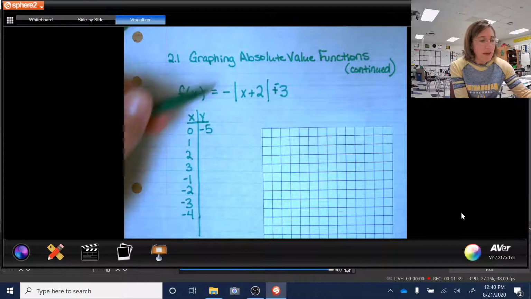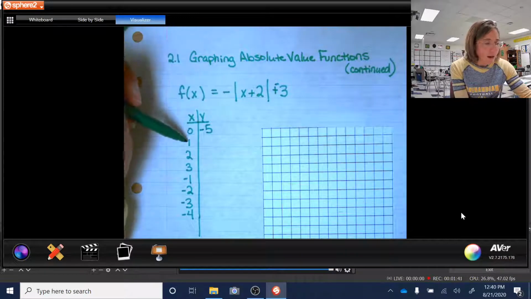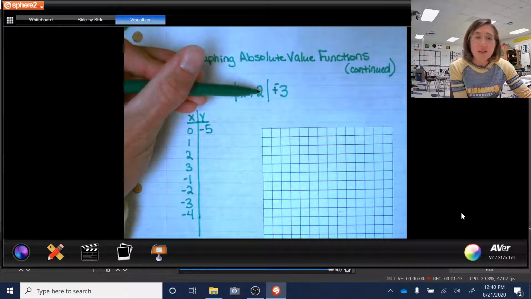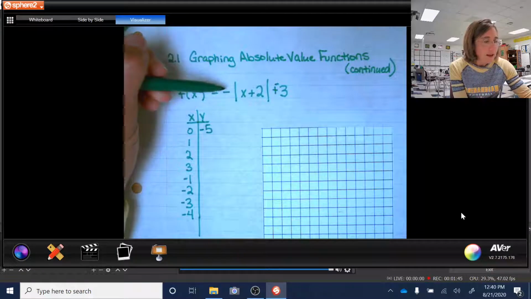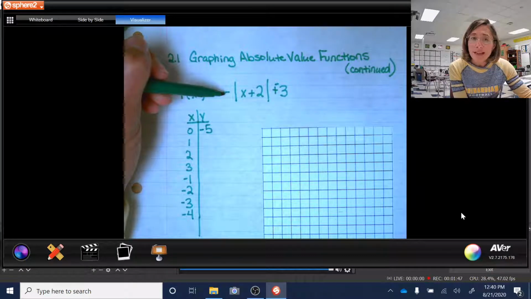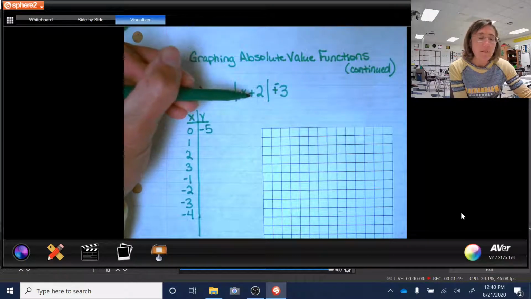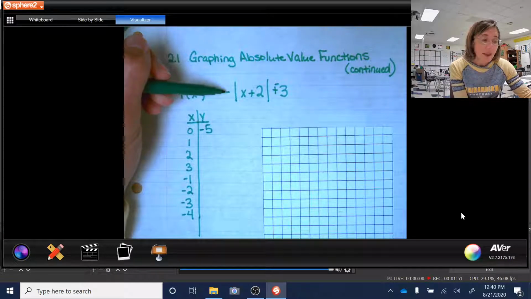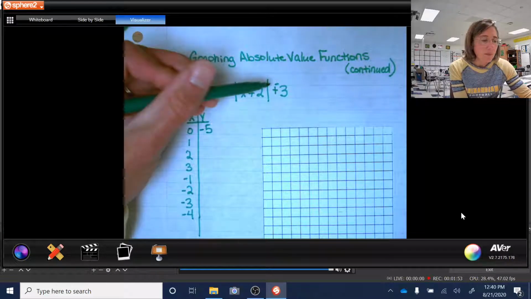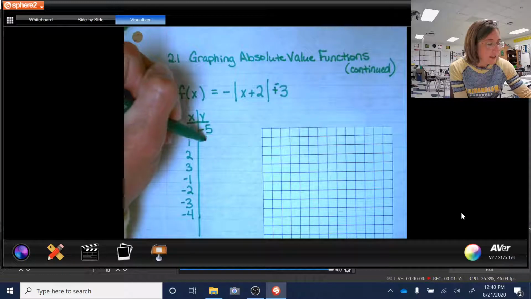Now let's take a 1 and plug it in here for the x. So 1 goes right here. 1 plus 2 is 3. This negative turns that to a negative 3 because the absolute value of 3 is still 3. Then there's a negative on the front of it. So negative 3 plus negative 3 would be negative 6.